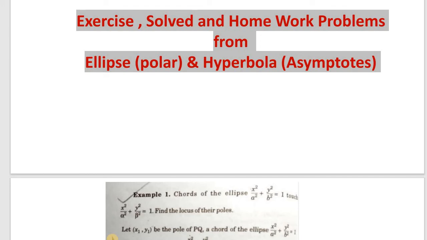In this video we will see exercise problems, solved problems and homework problems from polars of ellipse and asymptotes of hyperbola. So the first example we have is: chords of the ellipse touch this ellipse, and we are asked to find the locus of the poles.